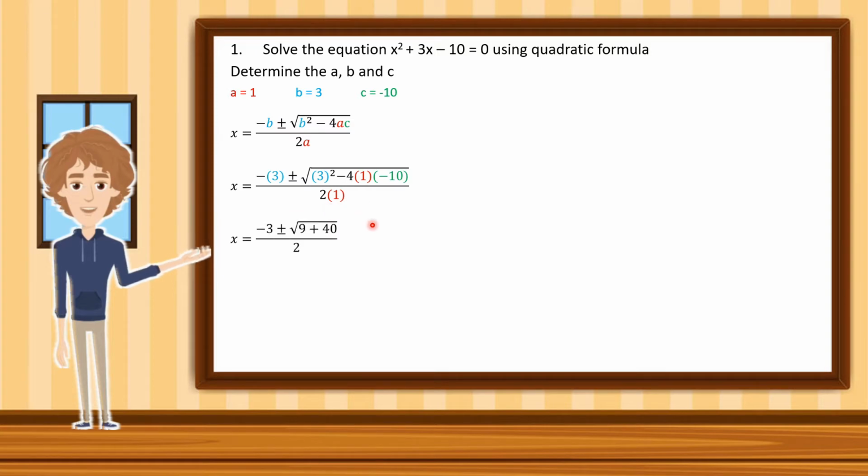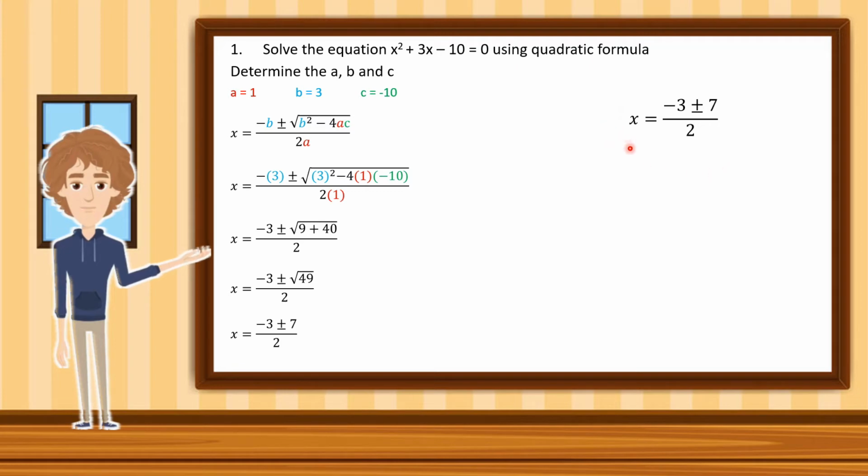Then, let us simplify. We will have x is equal to negative 3 plus or minus the square root of 9 plus 40. So 9 plus 40, that is 49. And x is equal to negative 3 plus or minus the square root of 49 all over 2. And then x is equal to negative 3 plus or minus 7 all over 2. And there you go, so these are the roots.